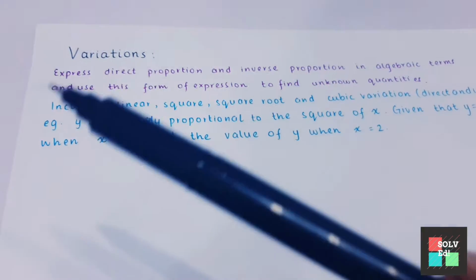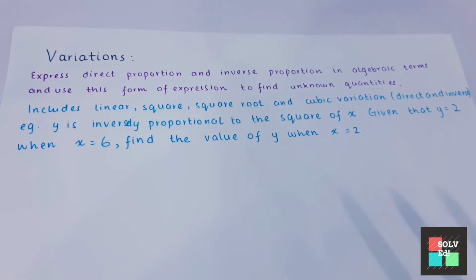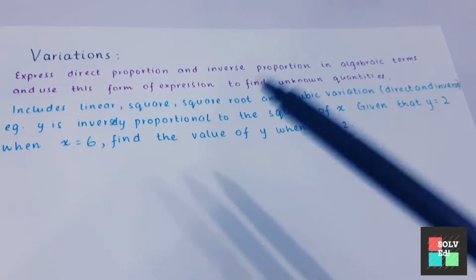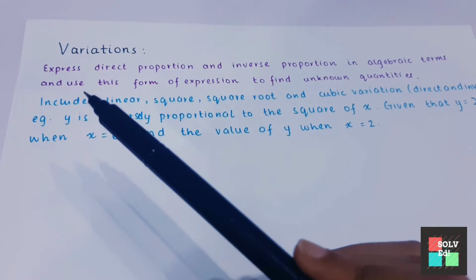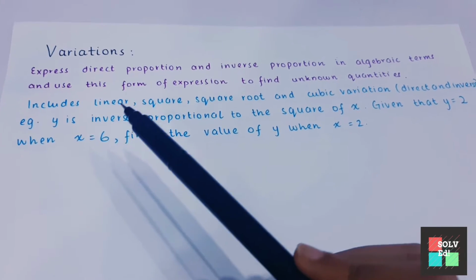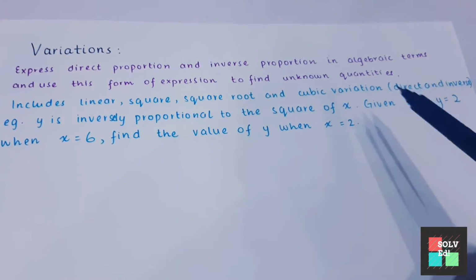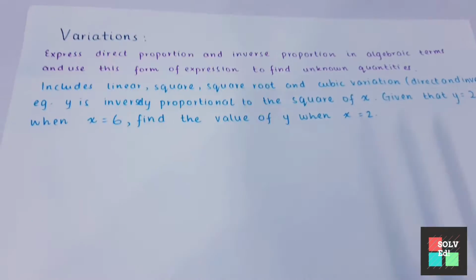This states express direct proportion and inverse proportion in algebraic terms and use this form of expression to find out unknown quantities. They've further given a detail here that it may include linear, square, square root, and cubic variation for direct and inverse proportion. For example, they've given a question here.